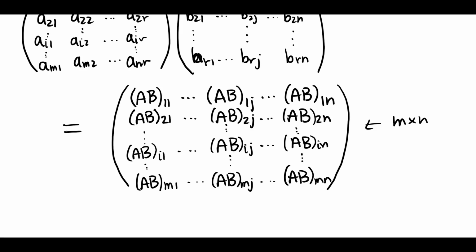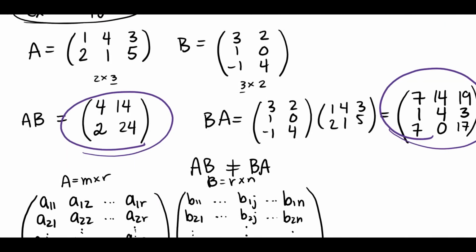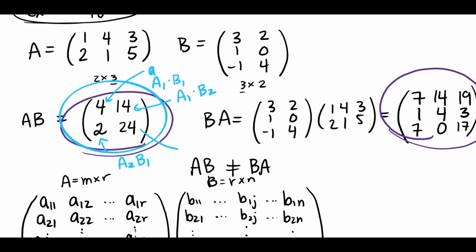All right, so how do we get this term ABIJ? If we look back at this one right here, it was the first row of A, which I'm going to call A1, dotted with the first column of B. This term was the first row of A dotted with the second column of B. This was the second row of A dotted with the first column of B. And this 24, how do we get that? That was the second row of A dotted with the second column of B.